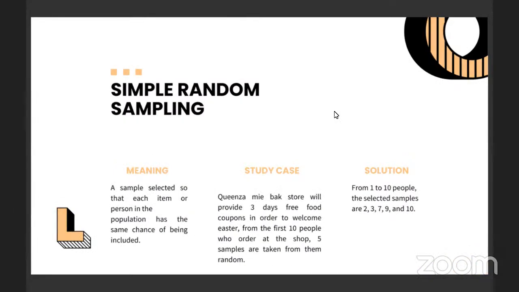Simple random sampling is a sample selected so that each item or person in the population has the same chance of being included. Study case. Quinza Mi Bookstore will provide 3 days of free food coupons in order to welcome Easter. From the first 10 people who order at the shop, 5 samples are taken at random. Solution. From 1 to 10 people, the selected samples are 2, 3, 7, 9, and 10. Next.